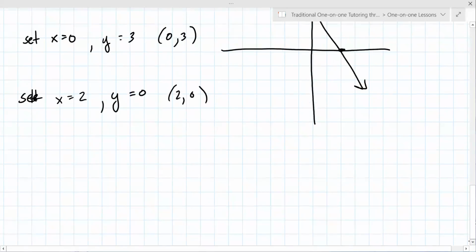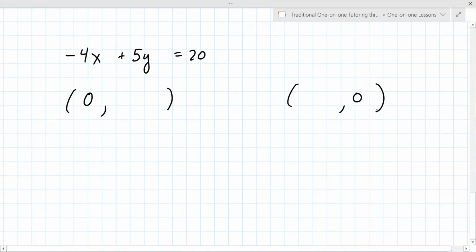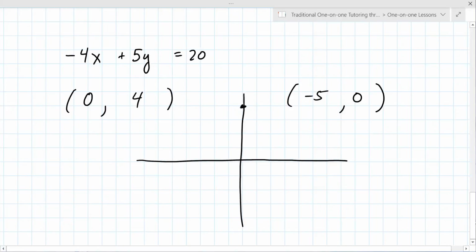Okay, so let's try another one here. Let's say I tell you it's minus 4x plus 5y equals 20. I want you to give me the two ordered pairs. One is when x is 0, and the other is when y is 0. And I just want the other two numbers that go here. Okay, 0, 4, and -5, 0. Wow, you got that fast. Okay, so again, that's great. So now these 2 points, okay, 0, 4 is here, -5, 0 is here, and then you connect them.